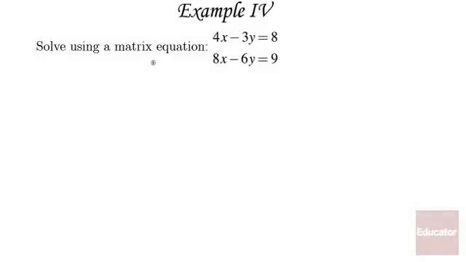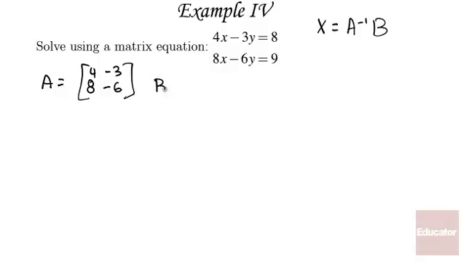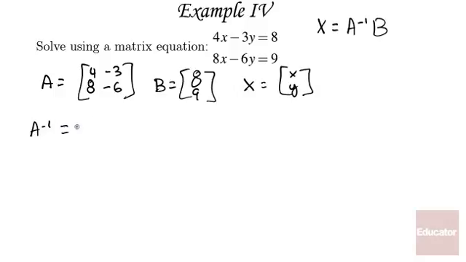Okay, again, solve using a matrix equation. And I'm going to keep in mind that I want to find X equals A inverse times B, where A is a matrix with the coefficients of X and the coefficients of Y. B is a matrix containing the constants, 8 and 9, and X is a matrix containing the variables in the system of equations. I need A inverse. A inverse is 1 over the determinant of A, AD minus BC, times the matrix D, negative B, negative C, A.